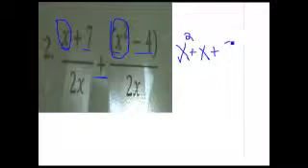Remember, these remain the same. Only these are we able to subtract or add, because we're doing addition here. These are not the same terms, so that's why we can't add them together. So, x to the second, plus x, and then 7 minus 4 gives you a 3.